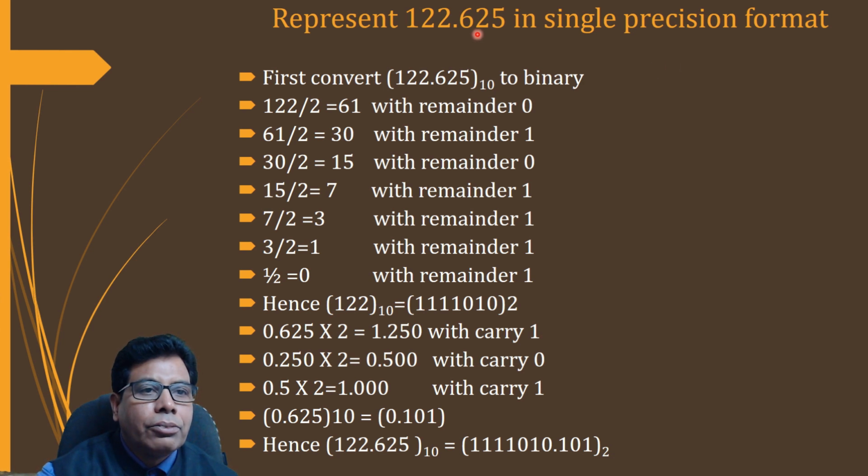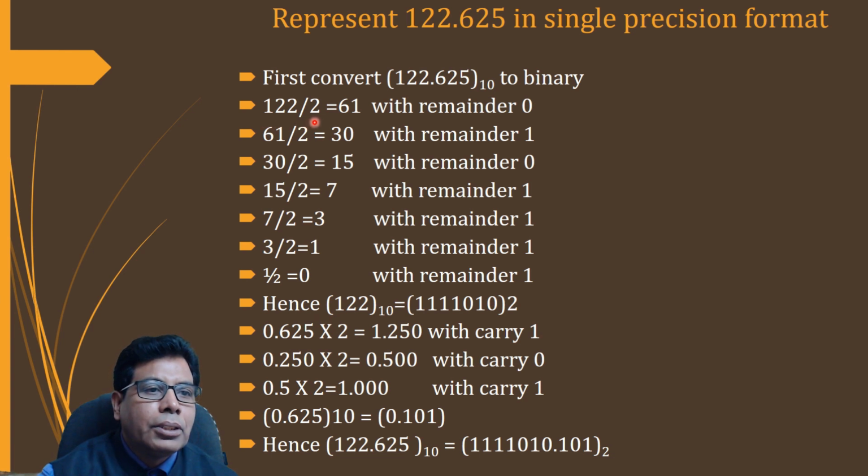To represent 122.625 in a single precision format, first we have to convert this 122.625 into binary. So we use the division by 2 method.